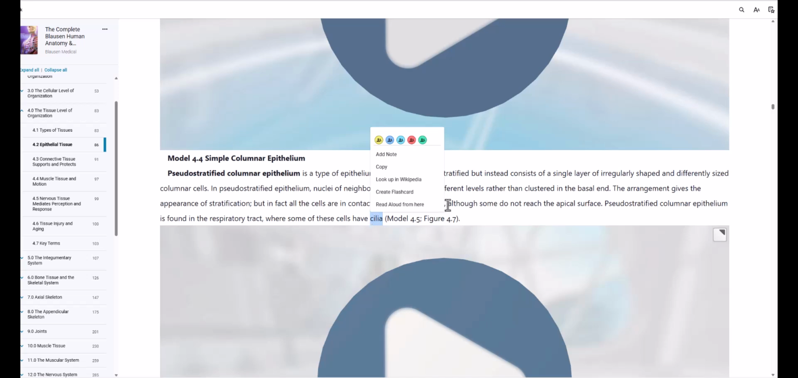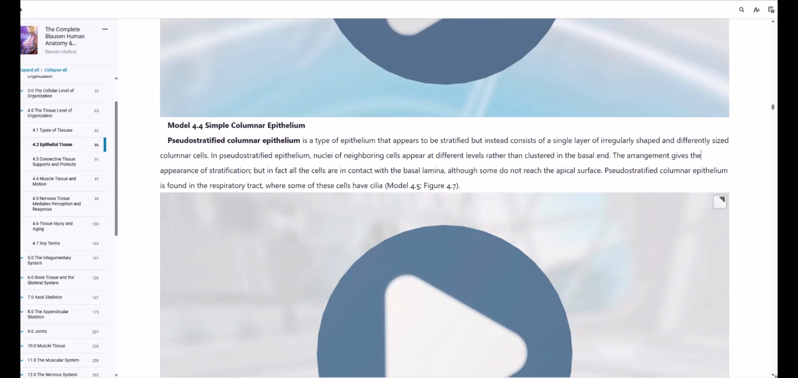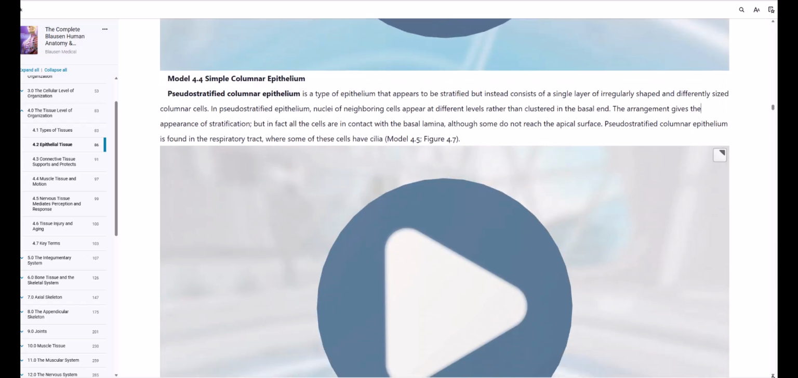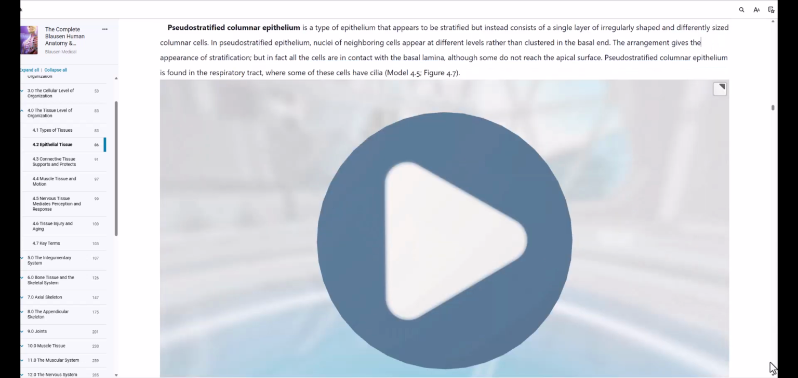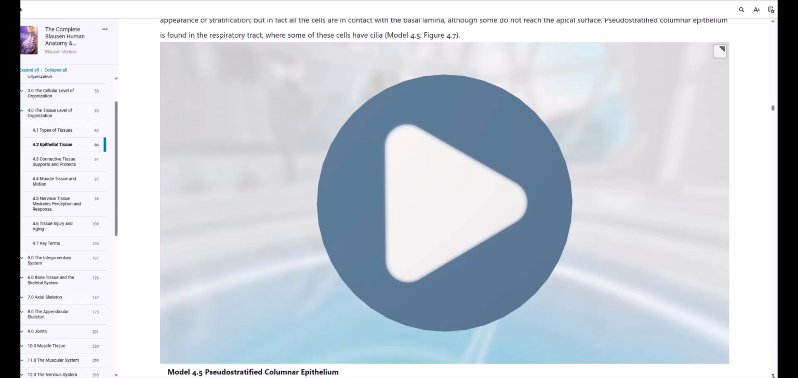These cilia are there to catch and sweep away particulates, smoke, other things, pollutants that would try to come down your respiratory system down deeper into your lungs. When we look at this tissue, let's figure out why it's called pseudostratified.